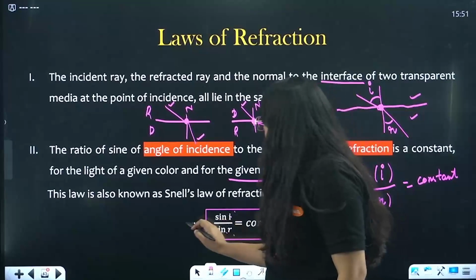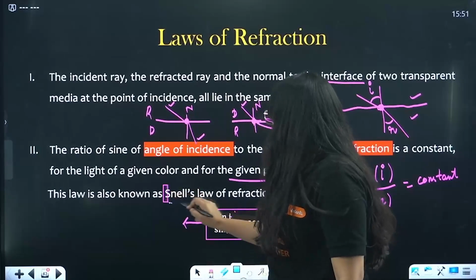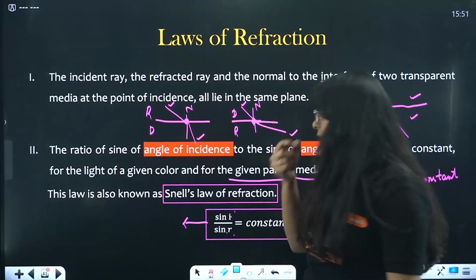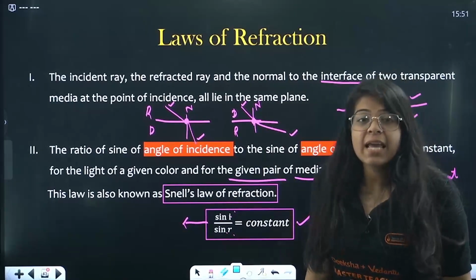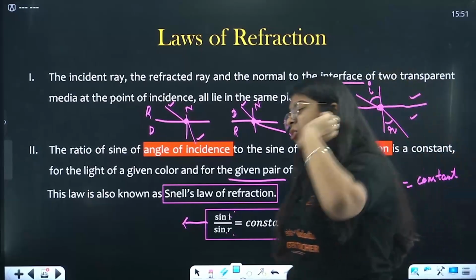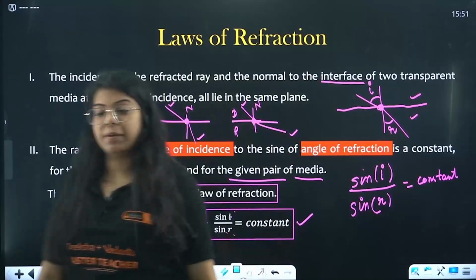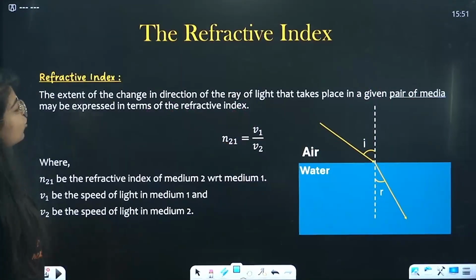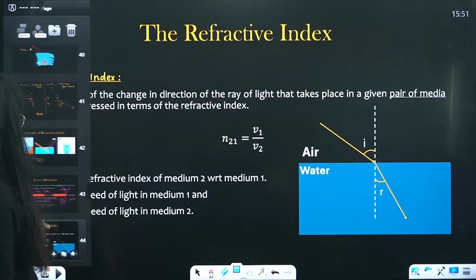This is also known as, very important, Snell's law of refraction. It is also known as Snell's law of refraction. Understood? These are the two laws that you have to remember. Done? Next beta, let's dive deep into the refractive index.